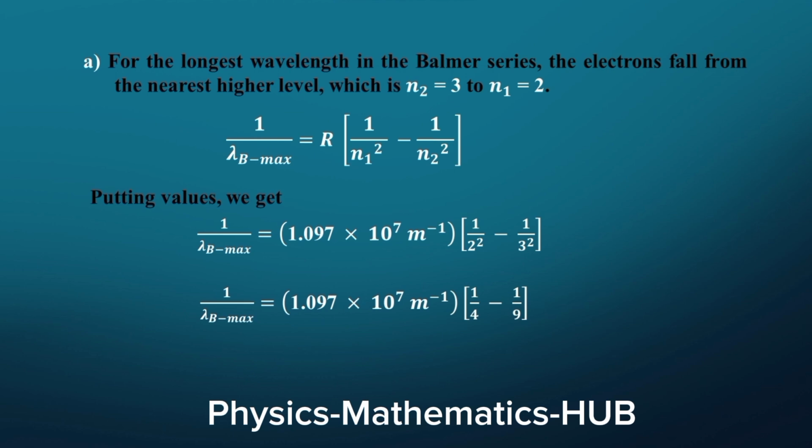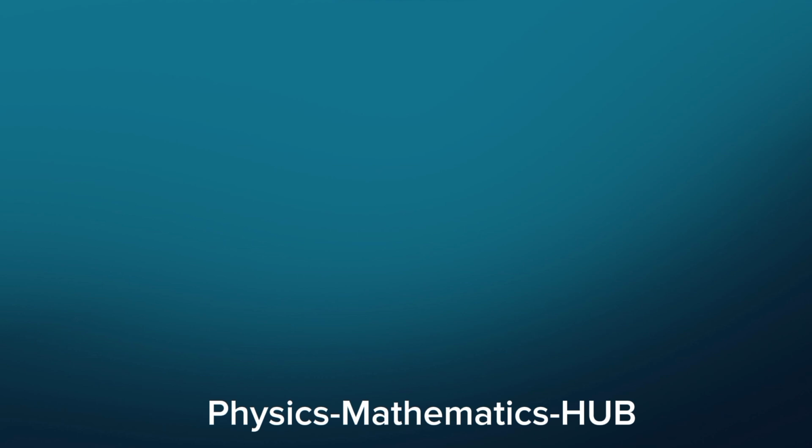Simplifying the terms in the bracket, we get Rydberg constant into (1 over 4 minus 1 over 9). Taking LCM, we get 1.097 multiplied by 10 to the power 7 per meter into 5 over 36. Further simplification gives 36 over 5 into 1.097 multiplied by 10 to the power 7 per meter.